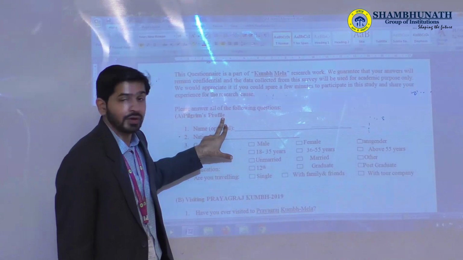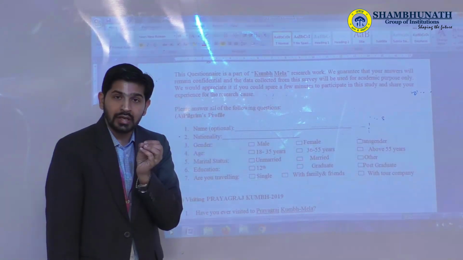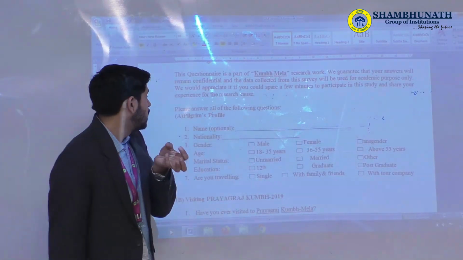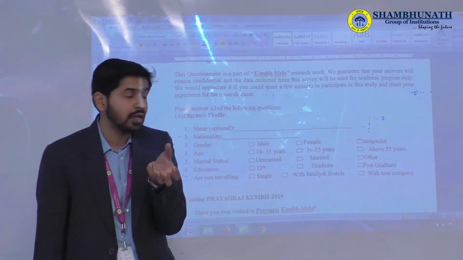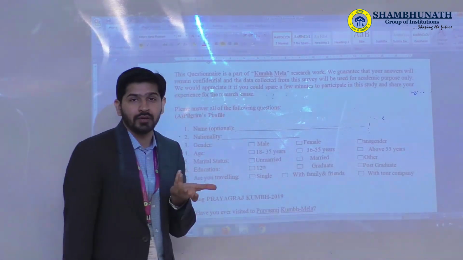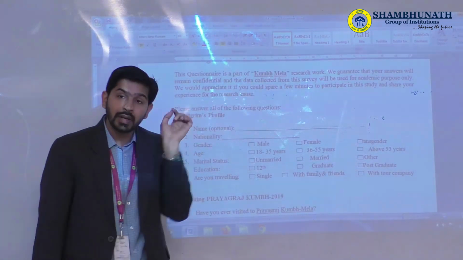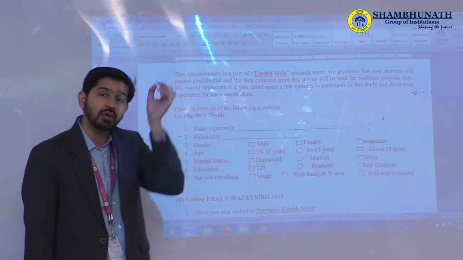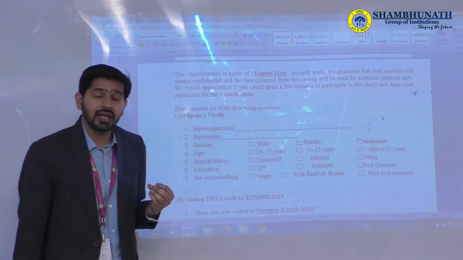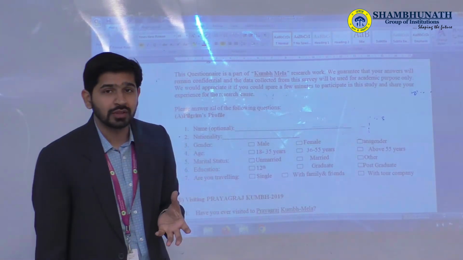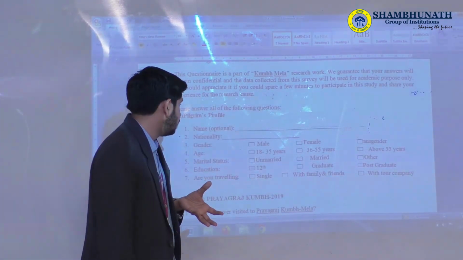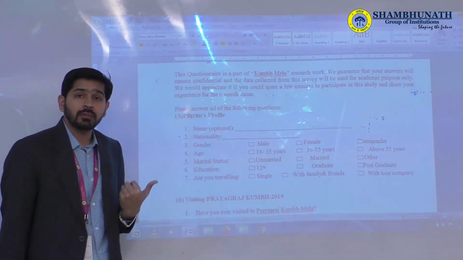Means pilgrim's profile. It may be a customer's profile, it may be a banker's profile, it may be an entrepreneur's profile, or it may be any profile. But when we are talking about the Kumbh Mela, that's why we have written pilgrim's profile. Means a person who comes from different countries or from different parts of the world or country. Why come to Prayagraj?